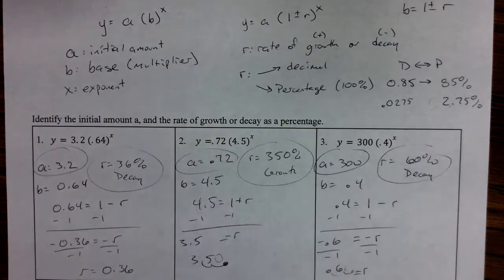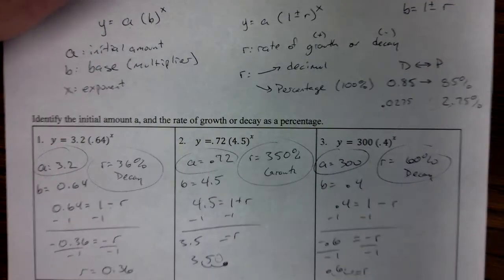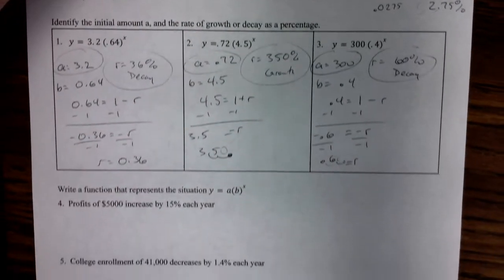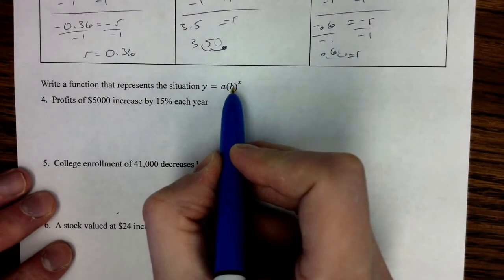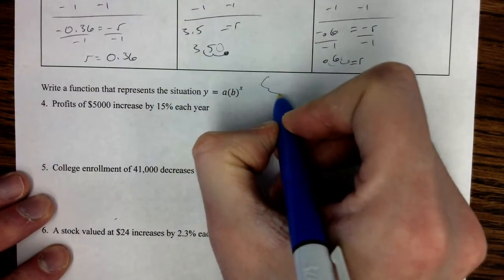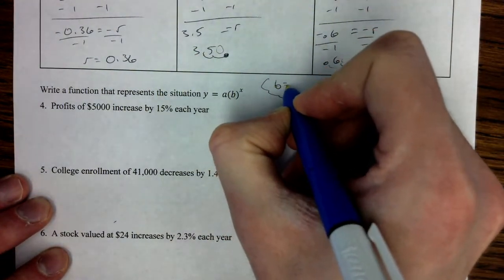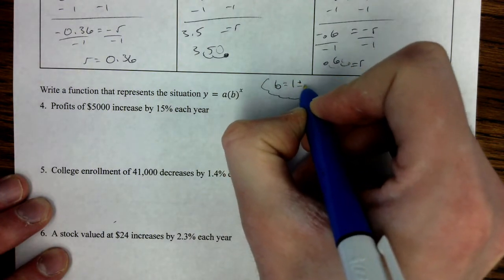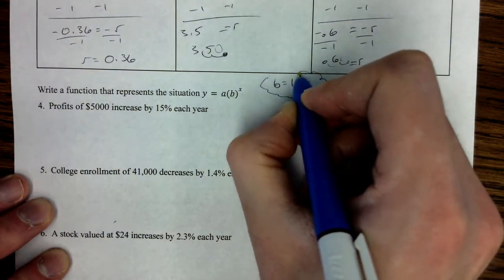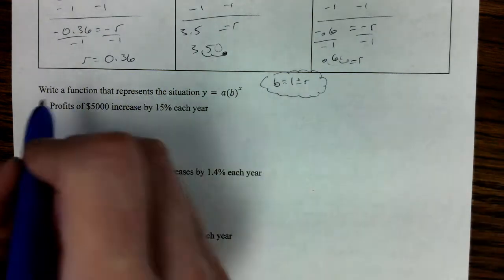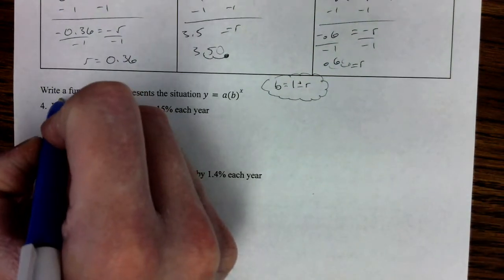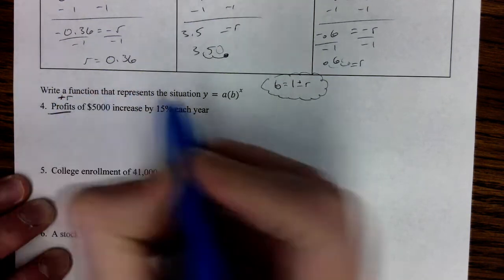Now that is just the pure algebra. When we get into applications, here is my formula again. Now, this is the formula we give you. We also need to recall as a little thought bubble that B is equal to 1 plus or minus R. All right, so profit tells me I'm going to be dealing with a positive R.